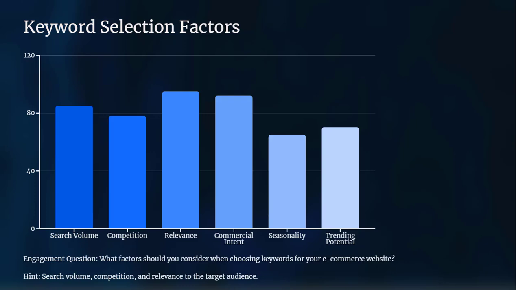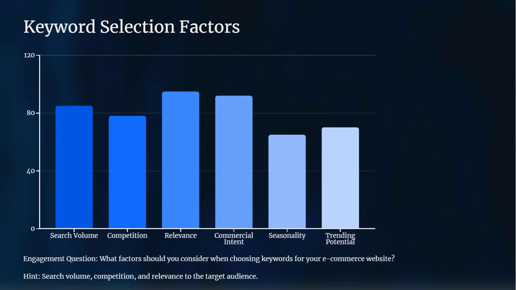Keyword selection factors. We have some factors like search volume, competition, relevance, commercial intent, seasonality, and trending potential, right? And a question is, what factors should you consider when choosing the keyword for your e-commerce website? Lots of factors here, at least 6, right? And you can see suggestions like search volume, competition, and relevance to the target audience, right?